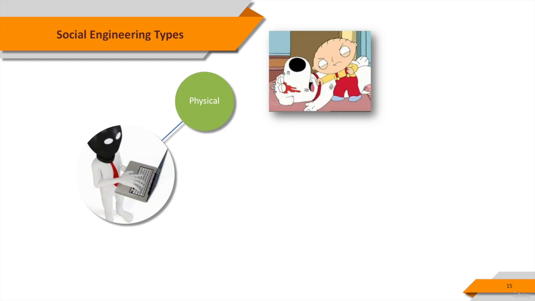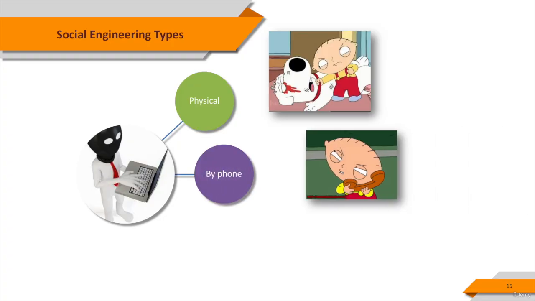Physical social engineering attacks. In this type of social engineering attack, the attacker tries to gather information by being physically present in the social engineering environment. If it's possible, they also observe the people using their persuasion skills or some tools to collect data.